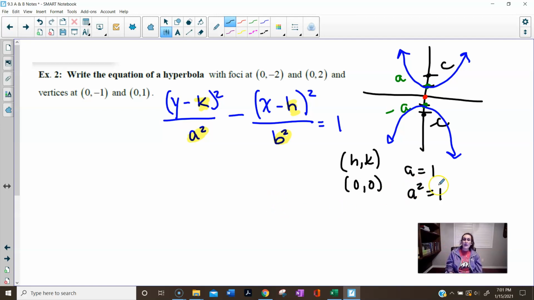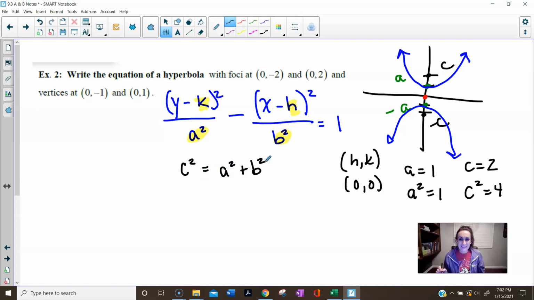Now let's figure out what our c's are, because I didn't give you b's. So the c's, well, from the center, I went up 2 and down 2. So it looks like c is 2 and c squared is 4. Now I can figure out my b's by using c squared equals a squared plus b squared. It's the Pythagorean theorem, but it's really not, because we're not using right triangles. But if you think of Pythagorean to go with hyperbolas, you'll remember the formula.